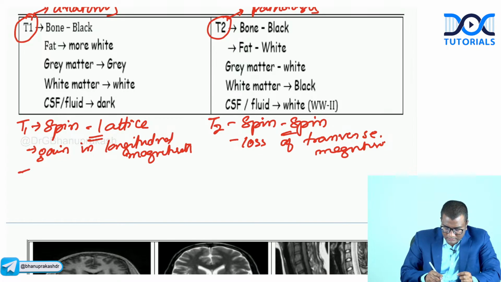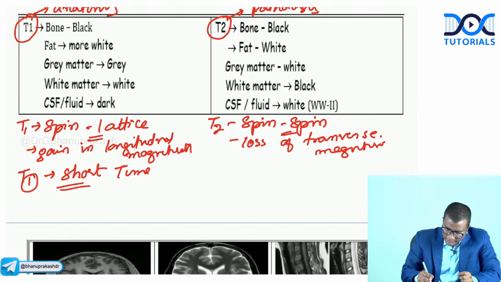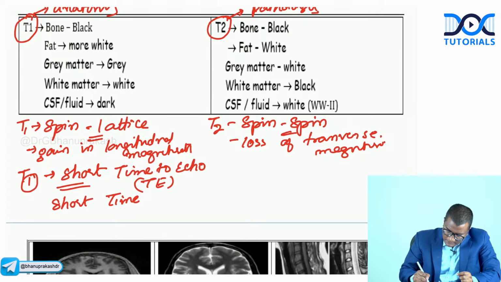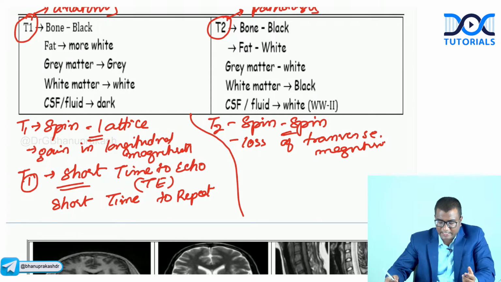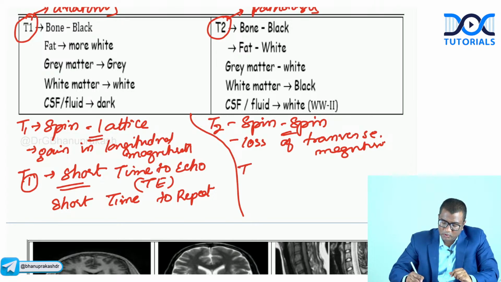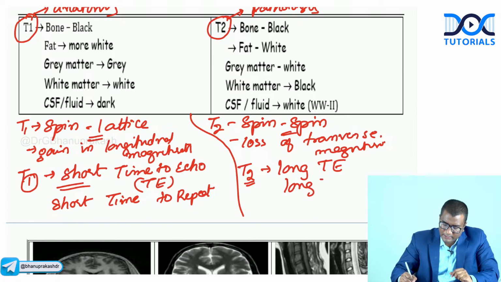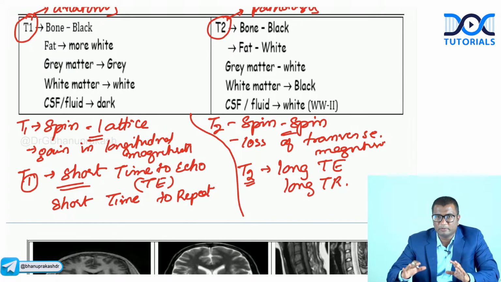And T1, one is a small number, will have short time to echo and short time to repeat, called TR, time to repeat. This is a revision class, so I'm not explaining all the physics behind it. I've done that in detail in the lecture videos and doctor tutorials, but here I'll just briefly tell you what to remember. One is a small number, remember short TE, short TR. T2 is a big number, so long TE, long TR. Long TE, long TR is for T2 weighted image. So remember this much, that should be fine.